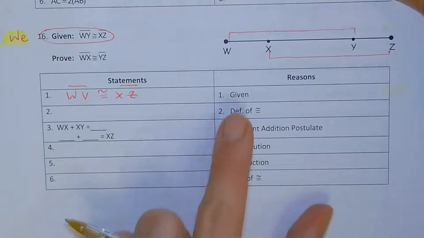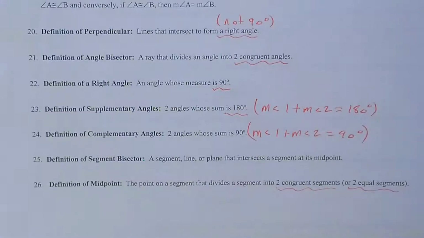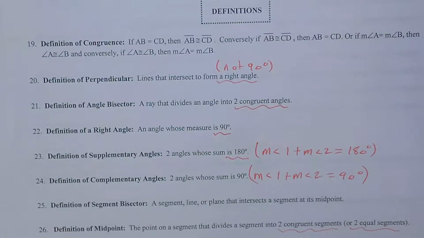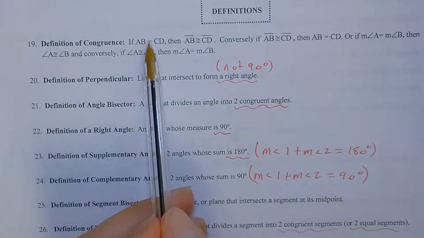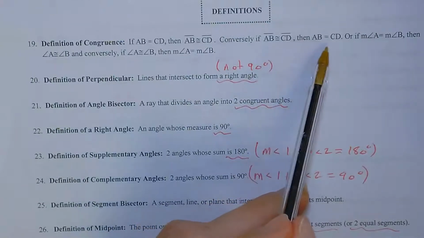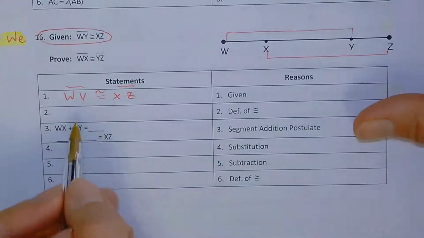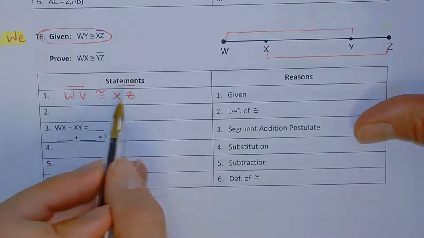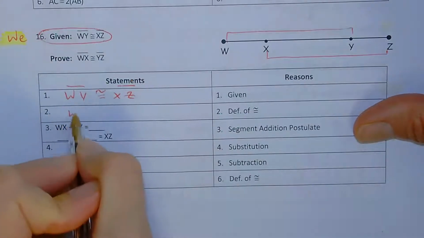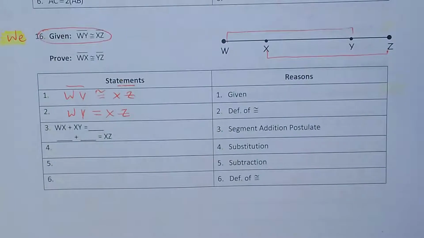Okay? So they would like us to apply the definition of congruence. So I go to my cheat sheet and I see what the definition of congruence says. Let's see. Oh, if something's equal, then it's congruent. Or if something's congruent, then it's equal. That's the definition of congruent. So now I'm going to apply that idea to my step. If my two segments are congruent, then I could take the bars off and say that WY equals XZ. That is allowed because of the definition of congruence. That's the justification for it.